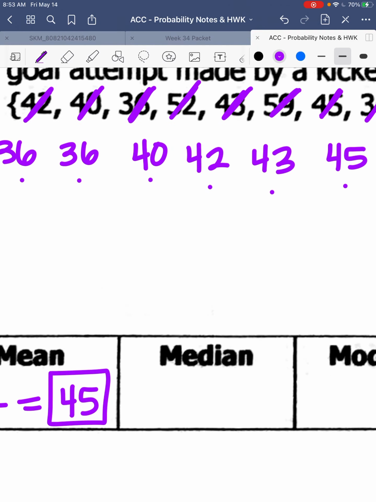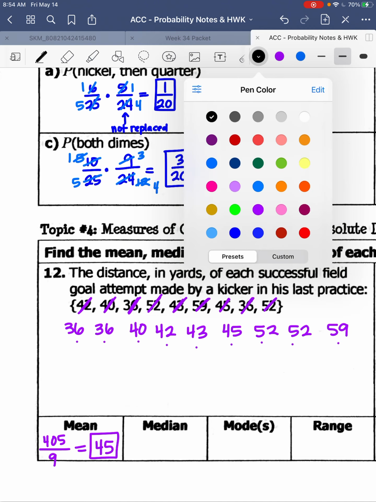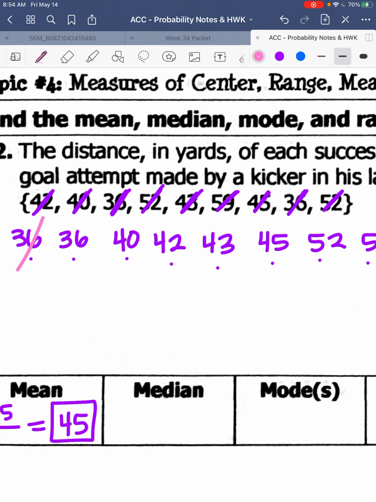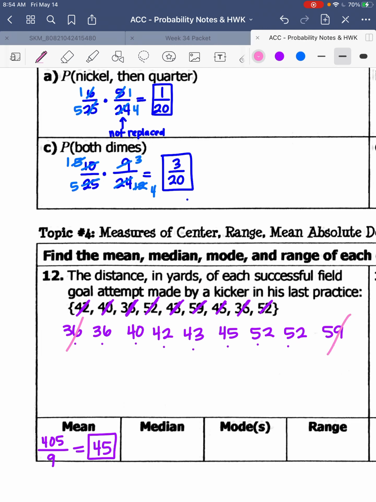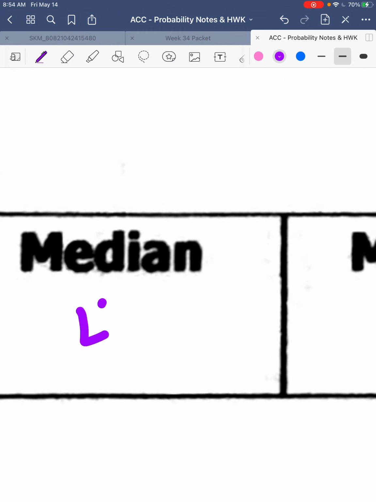Now the median is the number in the middle of a data set. So I need to find the exact middle of this data set. The way I'm going to do that is I'm going to cross off and work my way towards the center. So I'm going to cross off my smallest value and then my biggest value. And then I'm going to cross off my next smallest and my next biggest. And then I cross off my next smallest and next biggest. And I'm just working my way towards the center. And I see that I'm left with this number right here. That is my median. So 43 is my middle value.